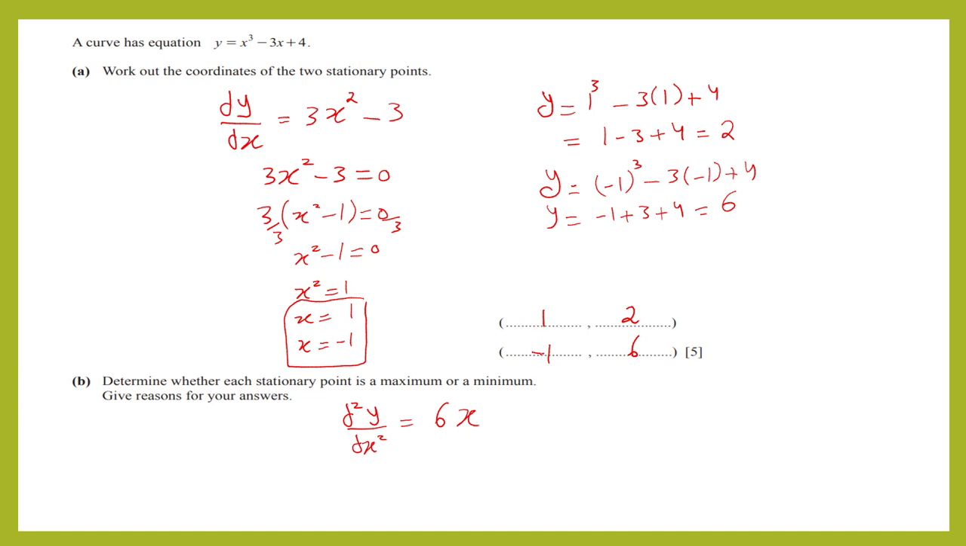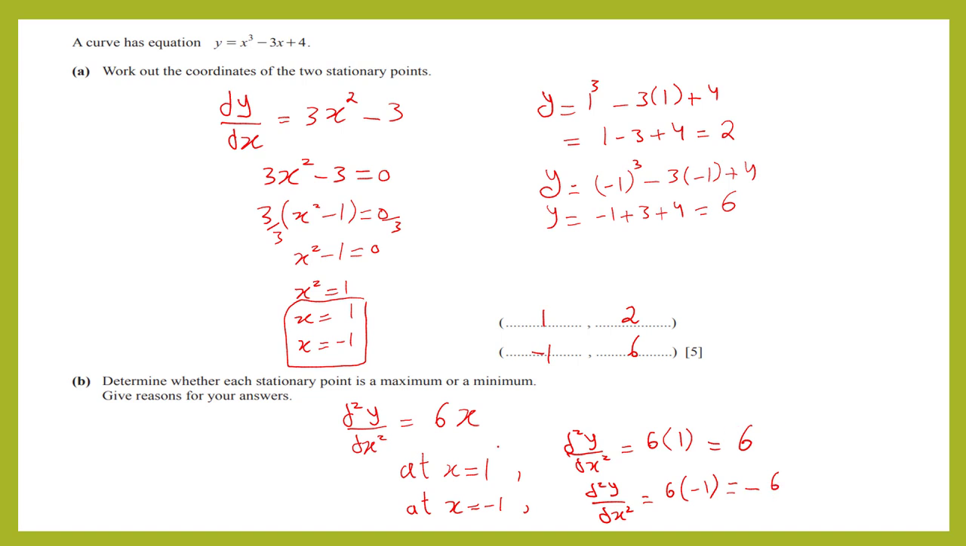So you're going to take the x coordinates of the two stationary points. You're going to write at x equals 1 and then at x equals negative 1. So when x equals 1, d squared y by dx squared is 6 multiplied by 1, equals positive 6. And at negative 1, d squared y by dx squared equals 6 multiplied by negative 1, which is negative 6.